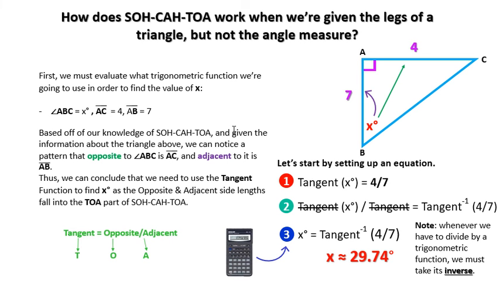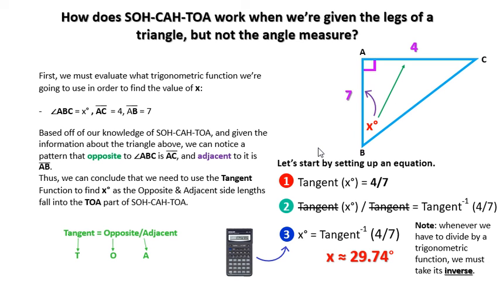So how does SOH-CAH-TOA work when we're given the legs of a triangle but not the angle measure? First, once again, we must evaluate what trigonometric function we're going to use in order to find the value of x. So in this case, angle ABC we're not given, it's denoted by x degrees. Line AC is 4 and line AB is 7. Based off our knowledge of SOH-CAH-TOA and given the information about the triangle above, we can notice a pattern that opposite to angle ABC is line AC, shown here, which has a measure of 4, and adjacent to it is line AB, which has a measure of 7.